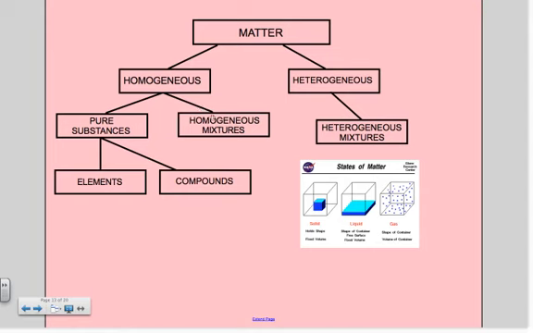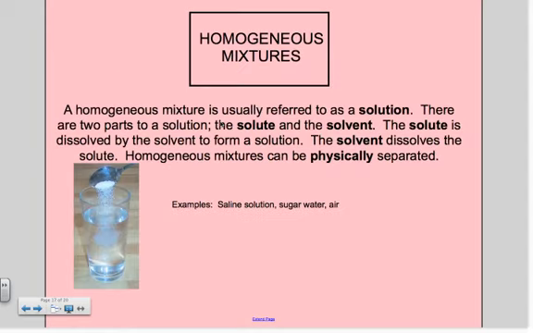All right, well, what are homogeneous mixtures? Homogeneous mixtures are usually called solutions. There's two parts to a homogeneous mixture or a solution. They're called the solute and the solvent. The solute is dissolved by the solvent to form the solution. It's usually the thing of lesser amount. The solvent dissolves the solute, so it's usually the thing of greater amount. Homogeneous mixtures can be physically separated. I can physically separate salt water back into water and salt.